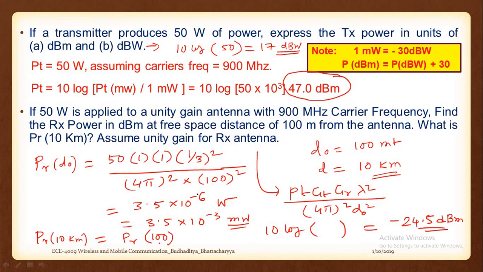So this is your minus 24.5 plus 20 log of 100 by, we are converting 10 kilometers to meters. This will be calculated as the overall effective resultant received power at 10 kilometers. So this will be coming around minus 64.5, if I'm not wrong with the calculation.